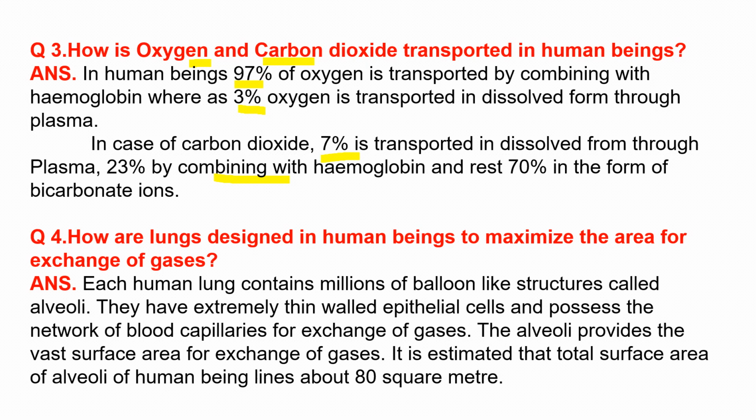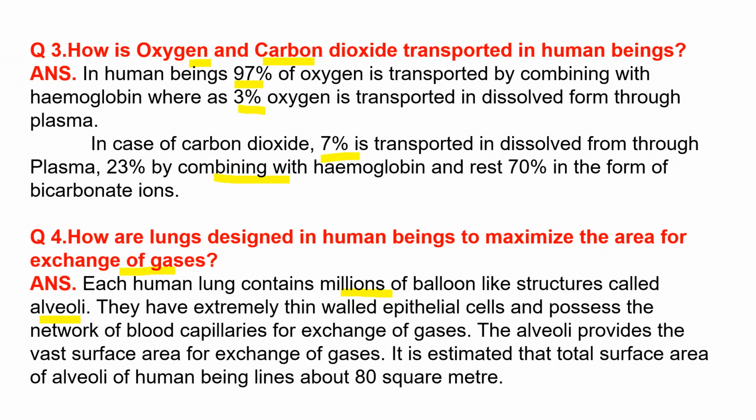Next, students: how are lungs designed in human beings to maximize the area for exchange of gases? So in the case of lungs, there are millions of balloon-like structures. What are these balloon-like structures called? They are called alveoli, and they have extremely thin-walled epithelial cells and possess a network of dense blood capillaries for exchange of gases. So in this way, the number is very high, the alveoli are thin-walled, and they are in direct contact with blood capillaries. All these adaptations help them to exchange gases properly.